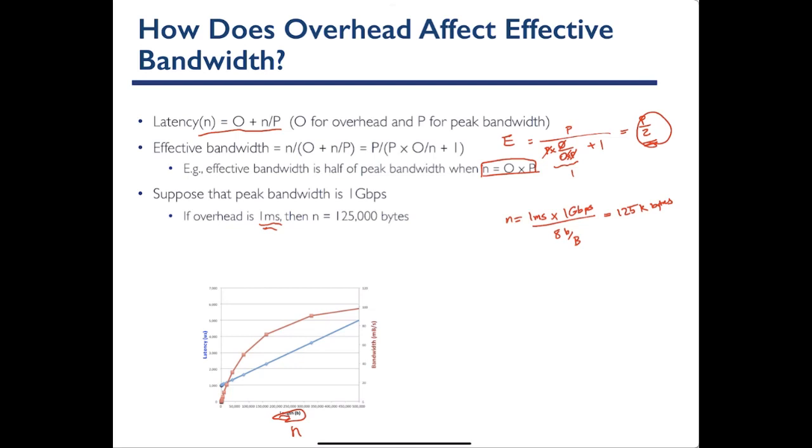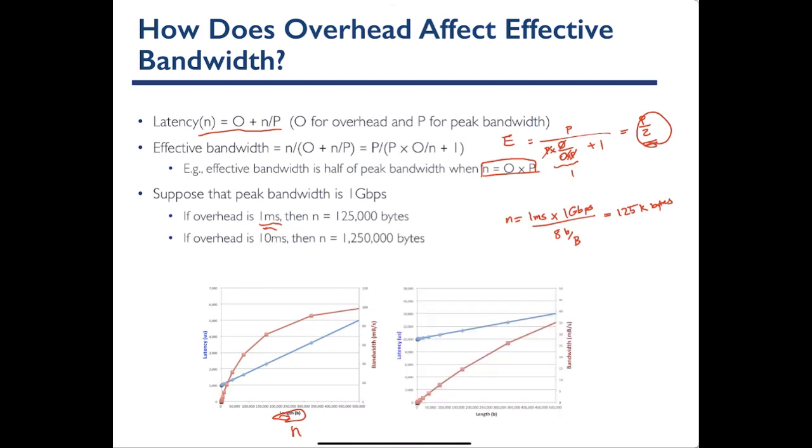Now, if you have a slower device, a device that has higher overhead, 10 milliseconds, then the number of bytes that you need to send to get to the same effective bandwidth is 10 times more, as you can see.